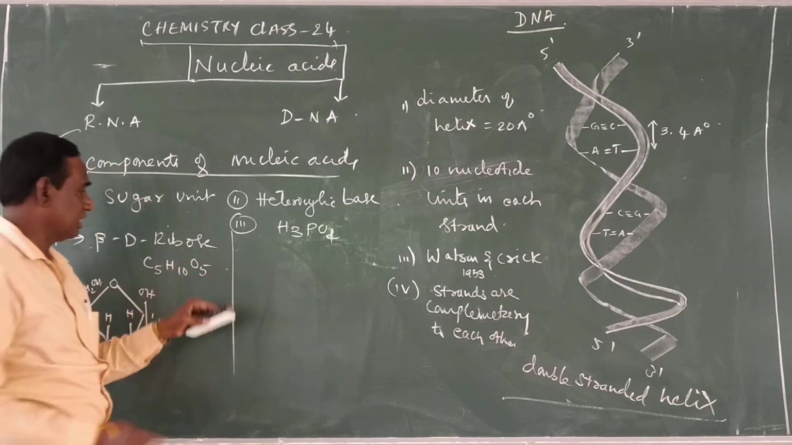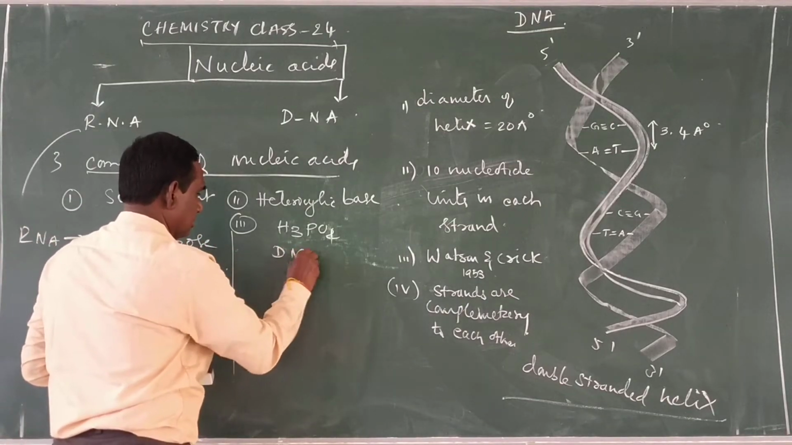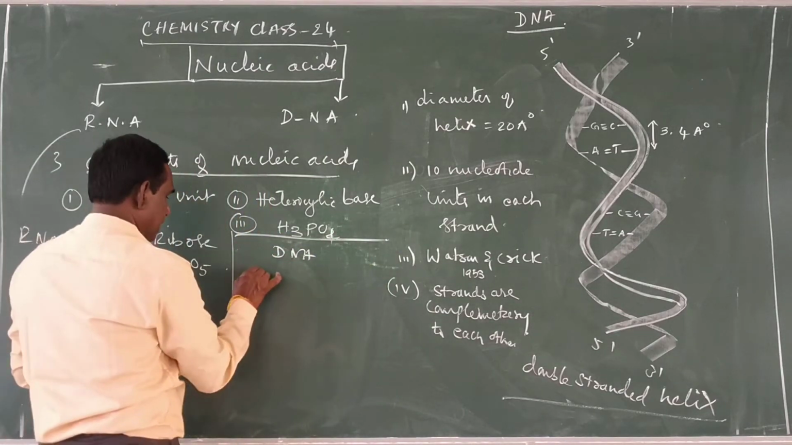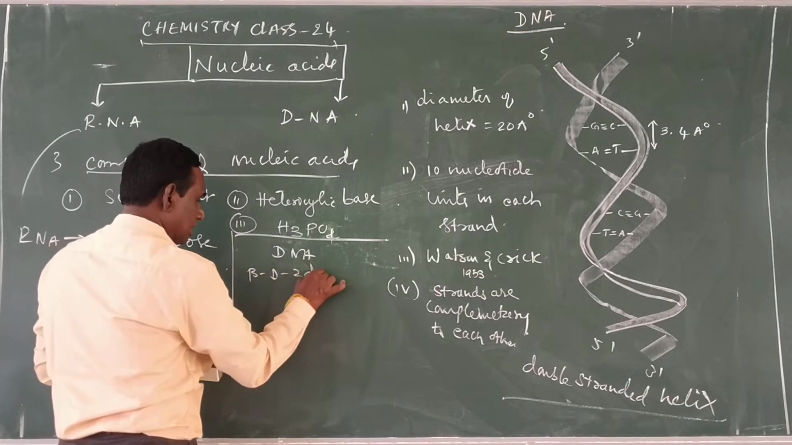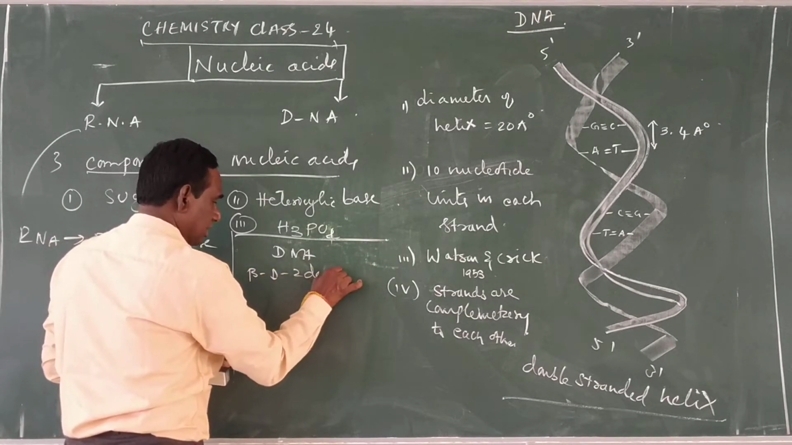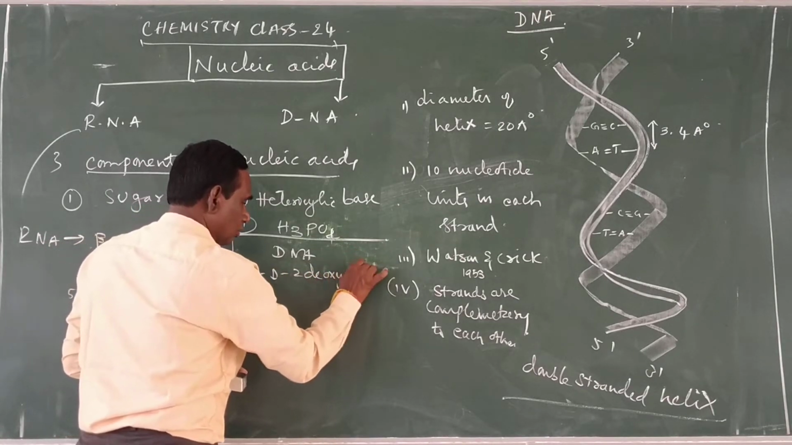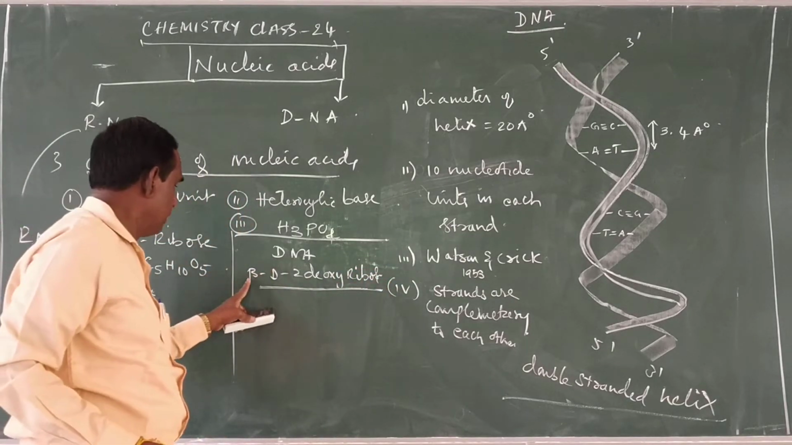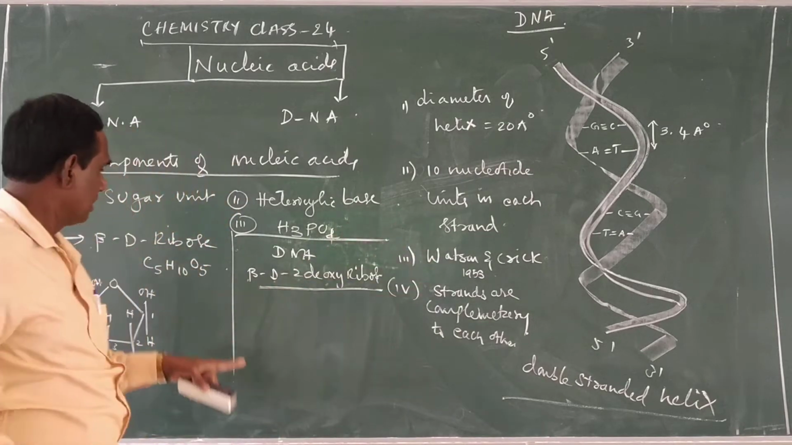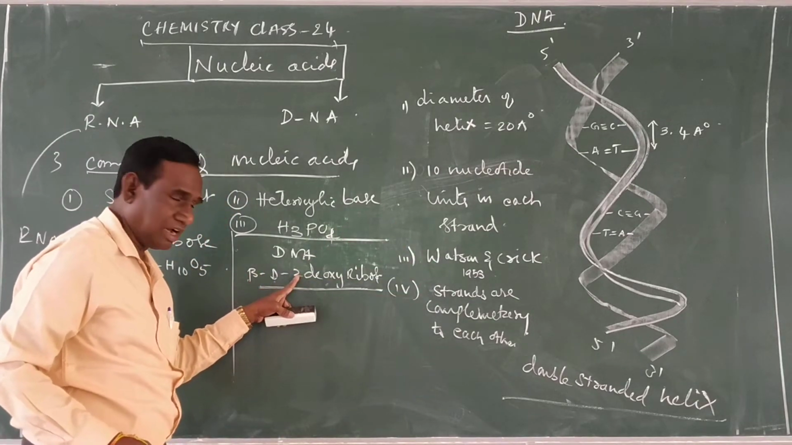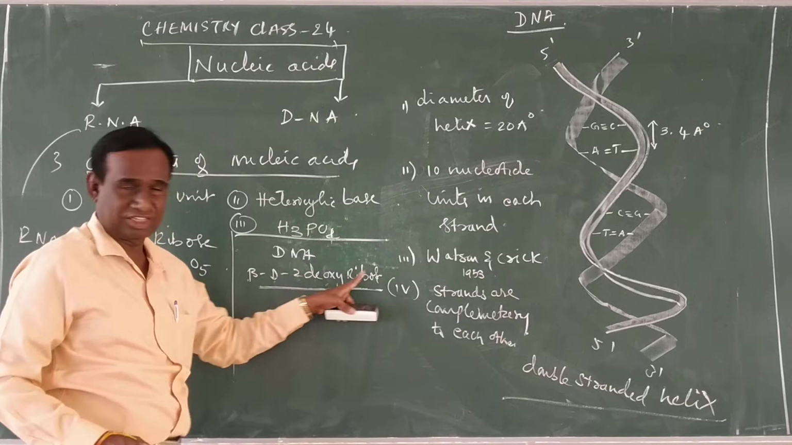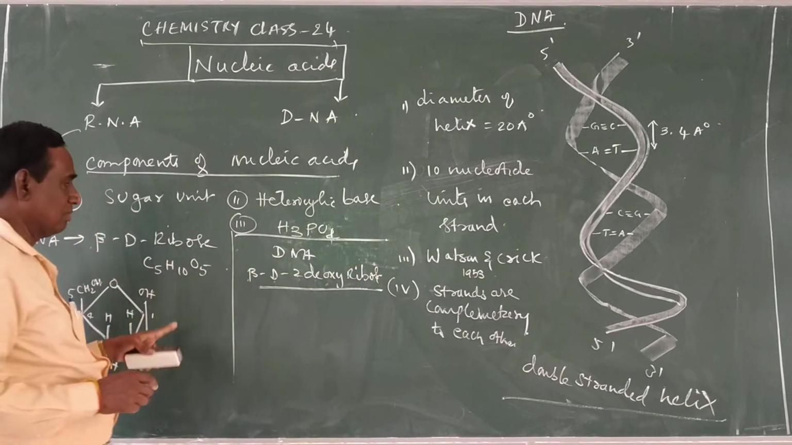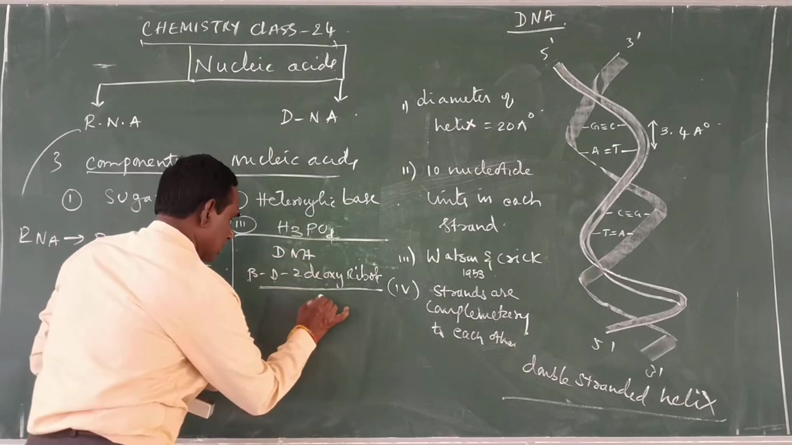Next, the sugar unit present in DNA is called beta D 2-deoxyribose. What it means is that in beta D ribose, at the second position you have to delete the oxygen. Therefore one oxygen is less when compared to ribose, so it is called deoxyribose.